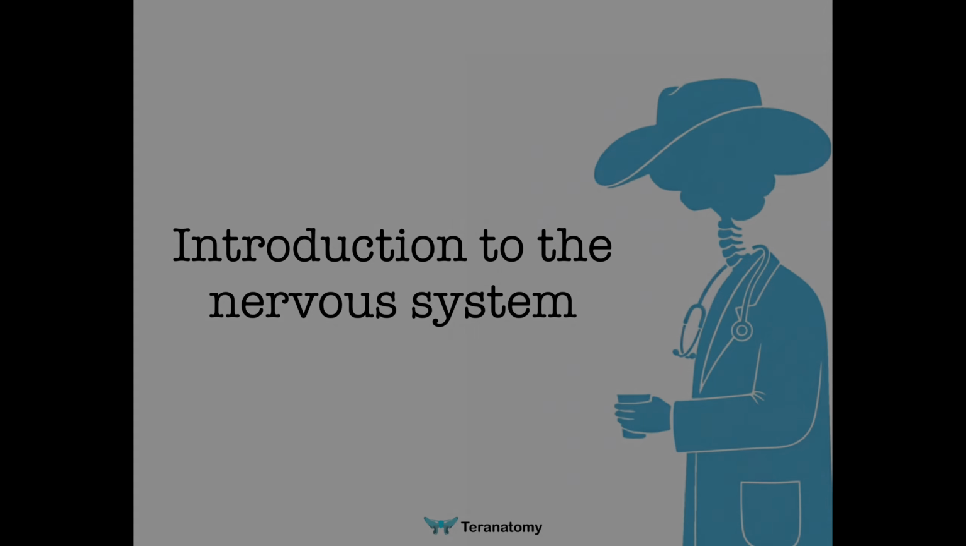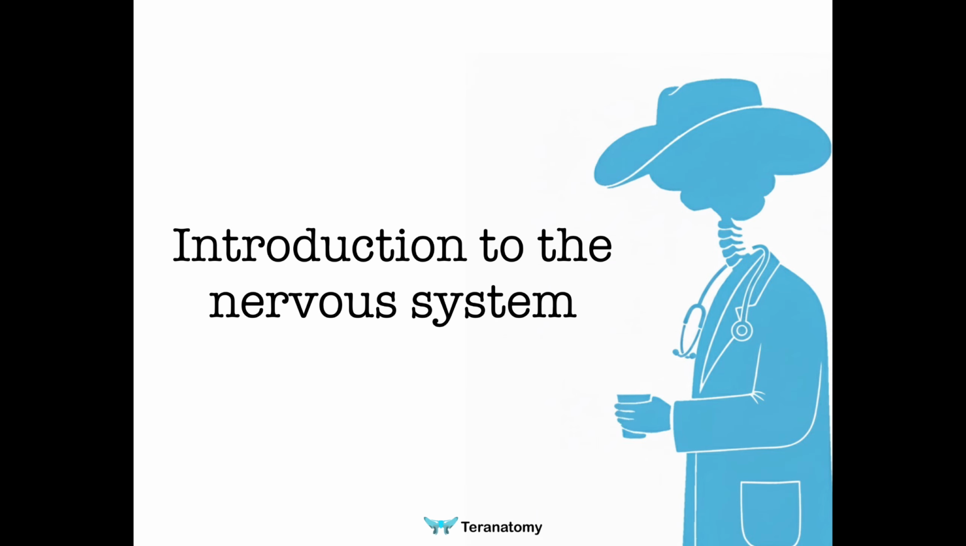Welcome to this introductory lecture of Neuroanatomy. In this section, we will explore the fundamental principles that every student needs before diving into the complexity of neuroanatomy. We'll review the basic organization of the nervous system, its major components, and the essential concepts that will guide us through the rest of the course.